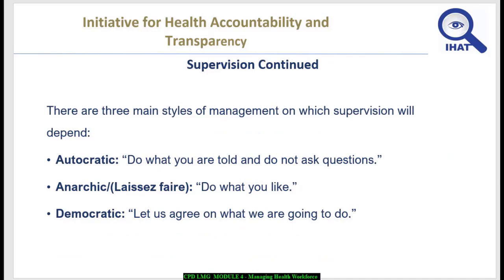There are three main styles of supervision. Supervision can be autocratic, it can be laissez-faire, just like we have a type of leadership, and it can also be democratic. Let us agree on what we are going to do.